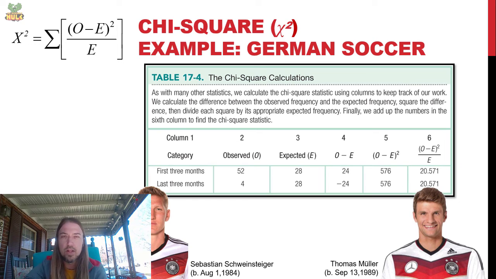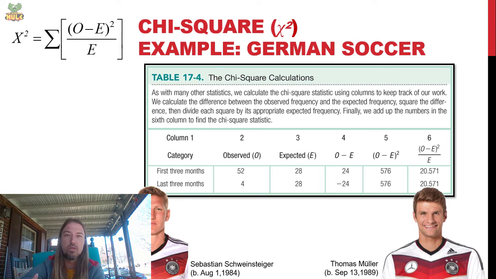So it's easier with these to sort of shift the data a little bit to the side. And so what you'll see here is in rows, we've got the first 3 months and the last 3 months, right? That's our first column. Second column has our observed data for those particular categories. 52 were observed to be born in the first 3 months and 4 were observed to be born in the last 3 months. The expected then, as we calculated last time, was 28 and 28, so we put that in column 3.